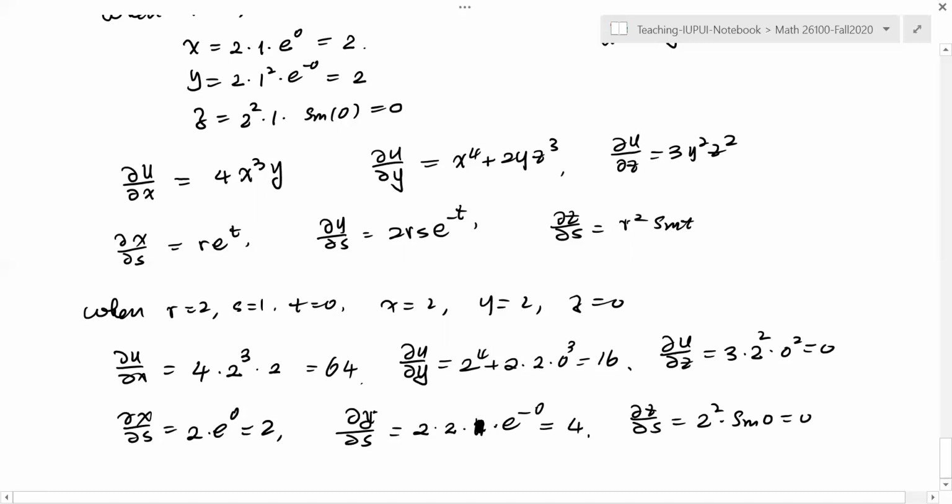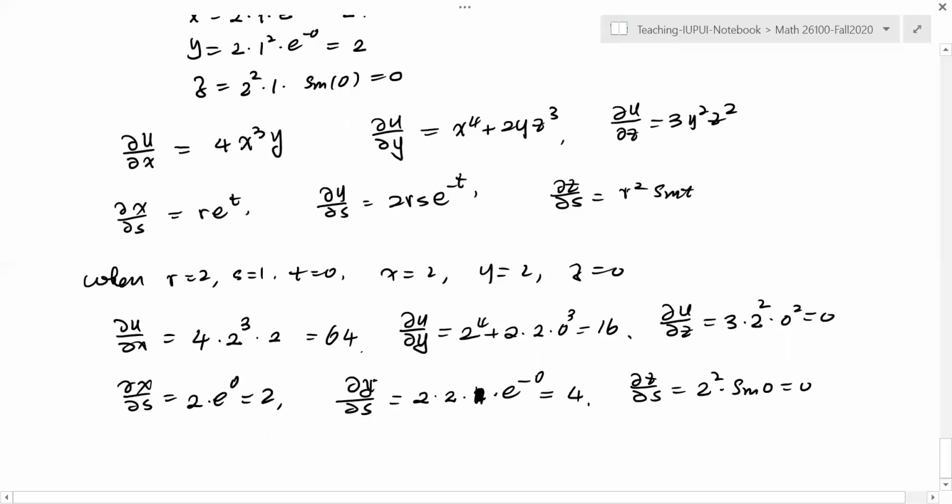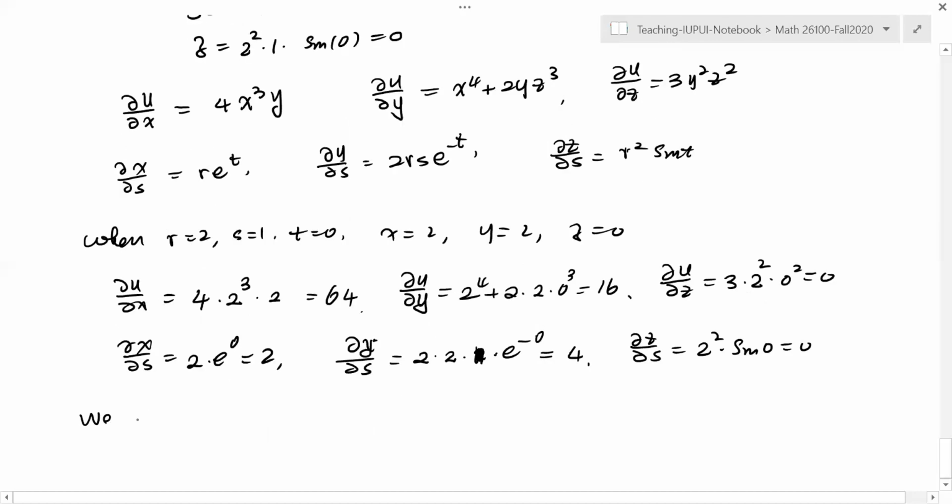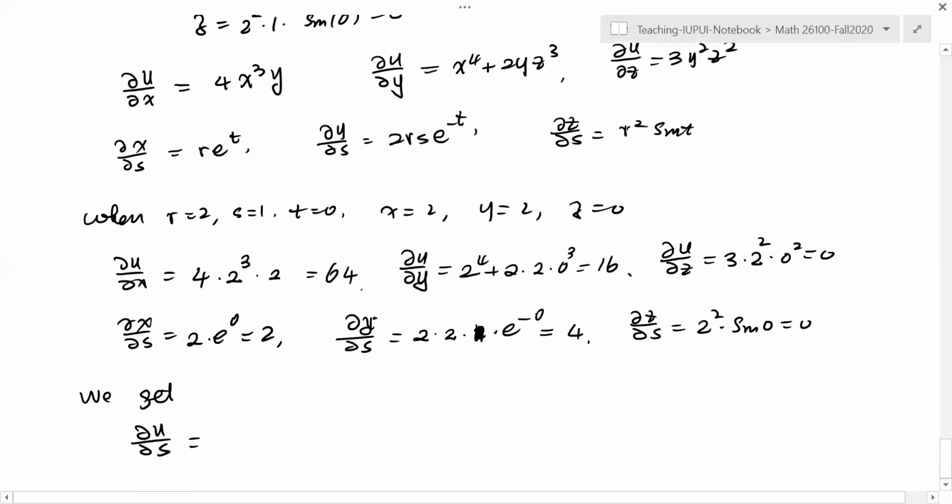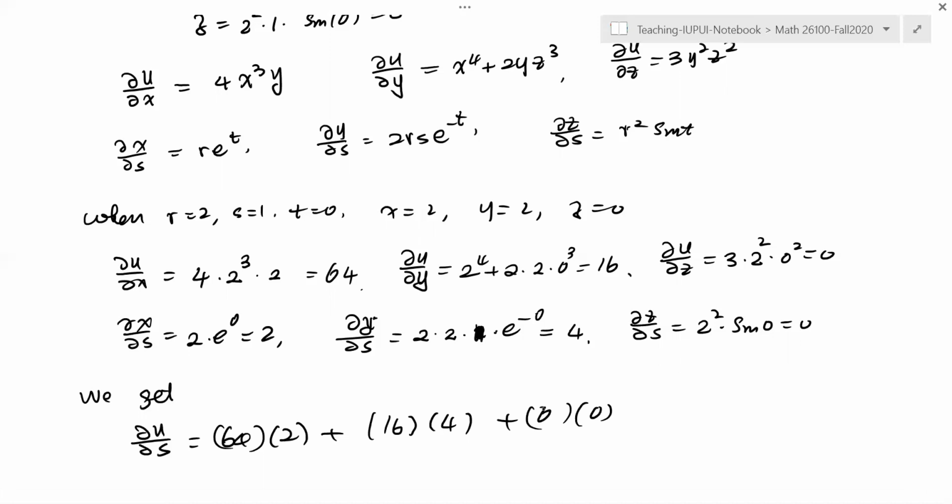So you got all the values, and then you go back to this formula. It's just basic products: 64 times 2, 16 times 4, and 0 times 0. Then you simplify it, and you get the answer.